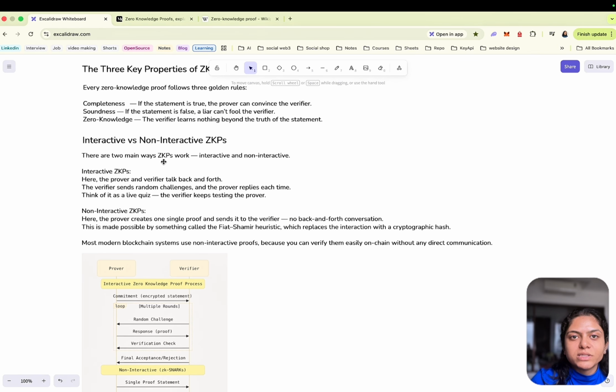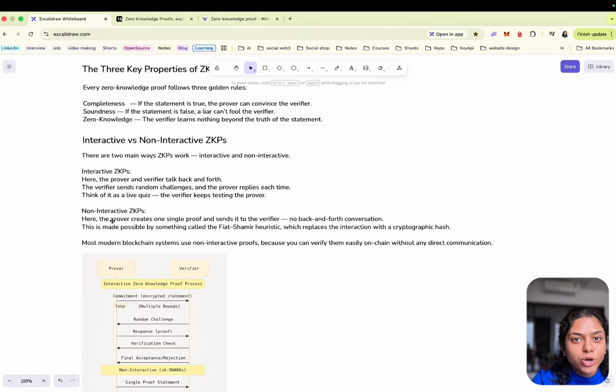There are two main ways ZKP work: interactive and non-interactive. Interactive ZKPs: here the prover and verifier talk back and forth. It means multiple times the verifier asks you to prove, in different ways. The verifier sends random challenges, and the prover replies each time, and each reply has to be correct. Think of it as a live quiz. The verifier keeps testing the prover.